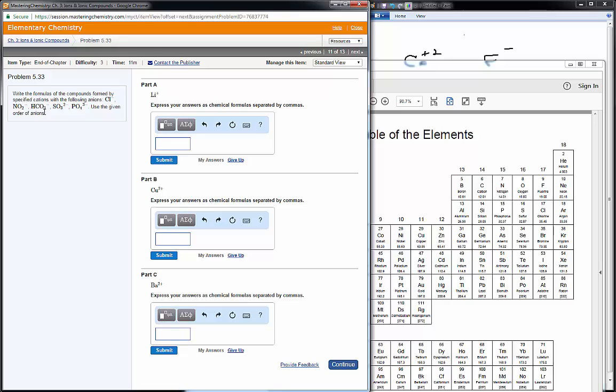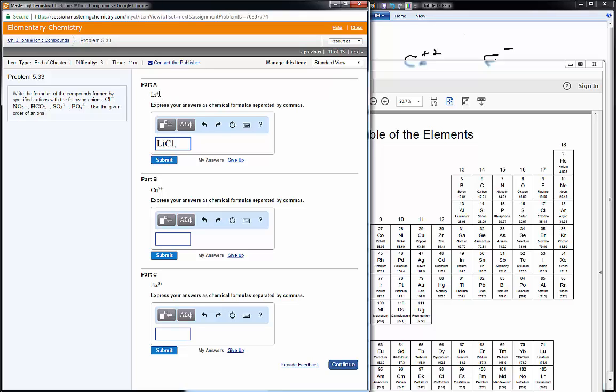All right. So we want to make a compound using lithium and chlorine, a compound with lithium and nitrite, a compound with lithium and hydrogen carbonate, lithium and sulfite, and lithium and phosphate. And we're going to go in the order that's given here, and we're going to put all of those compounds in. And of course, like we've done previously, the charges have to cancel. So if I have a lithium 1+ and a Cl1-, then I just need one of each, and the formula for that will be LiCl.